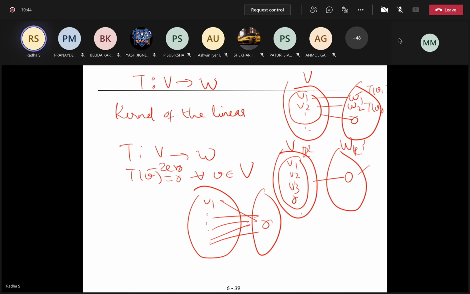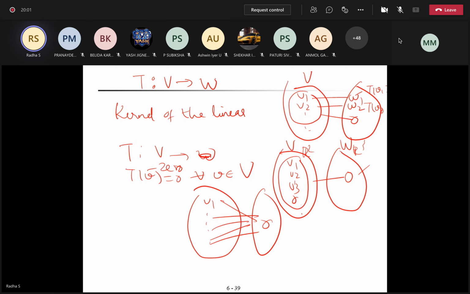Zero transformation. The kernel is V. The entire set V is itself the kernel, right? The entire domain is the kernel.